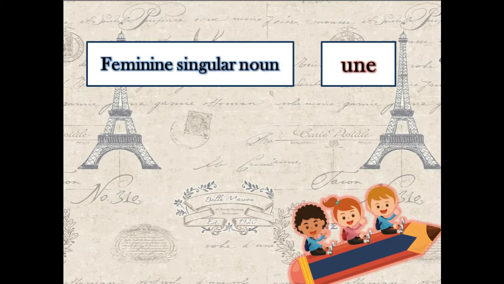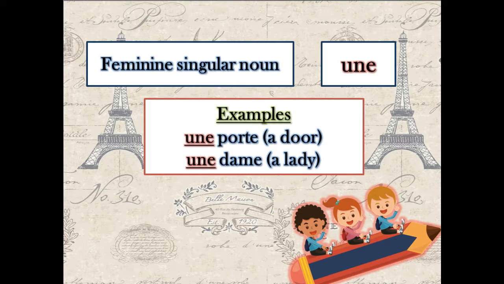We use une before a feminine singular noun. For example, une porte and une dame. Both are feminine, so we use une with them.